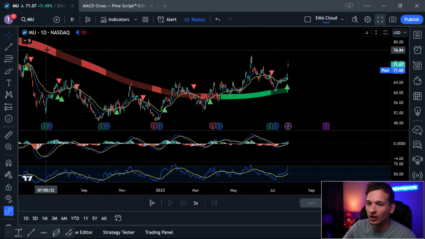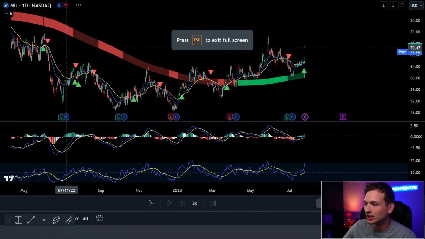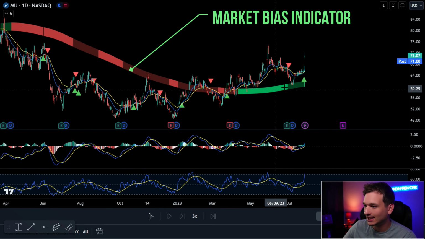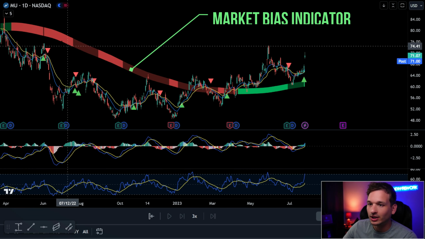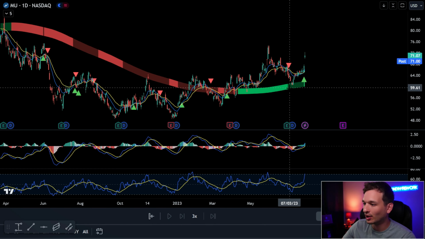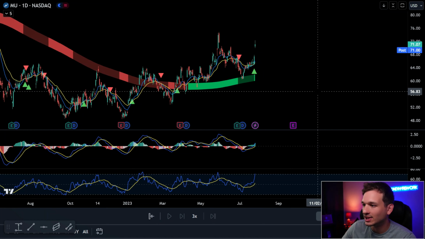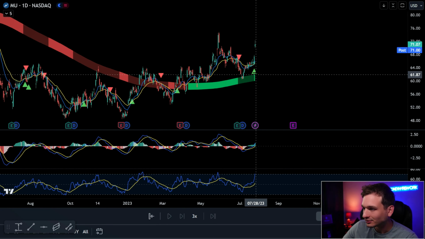So first of all, we have this market bias indicator right here, and to go long, you need the market bias indicator to be green. And if you're going short, you need it to be red, and you do not do the opposite. You do not short if you are above this market bias indicator and it's green, and the opposite is the case as well.